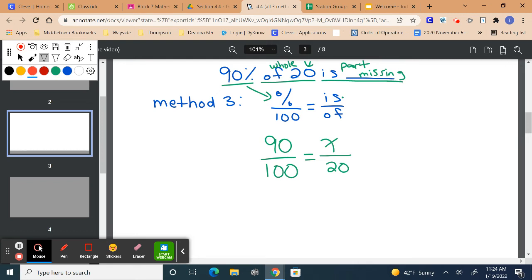So now we're going to do the cross multiplying, and this is going to show your arrows. It's telling me I'm taking my 100 and my X, and I am multiplying them. So I'm going to do 100 times X equals, and then I'm going to draw my other arrow showing that I'm going to do 90 times 20. So now I have to show my work here. So I'm going to do 100X equals, and 90 times 20 is 1,800.